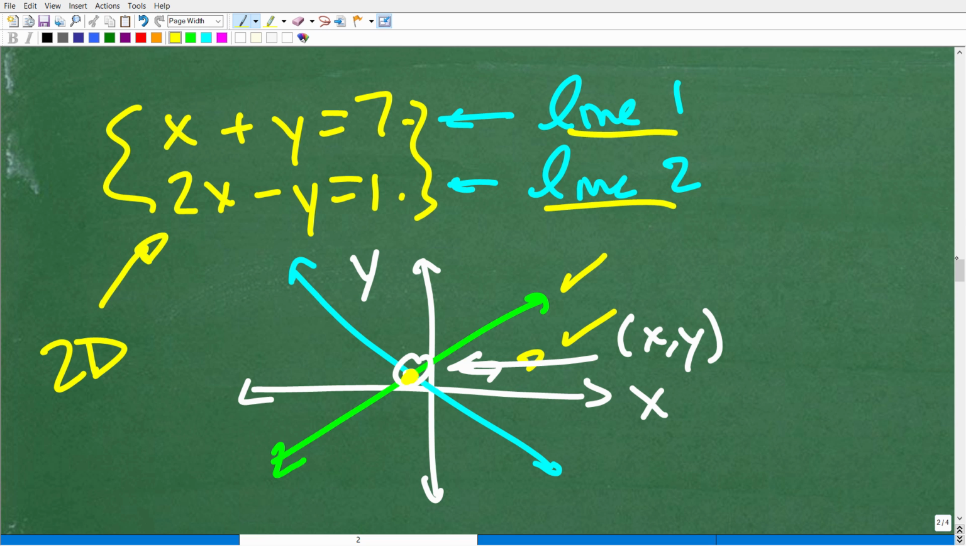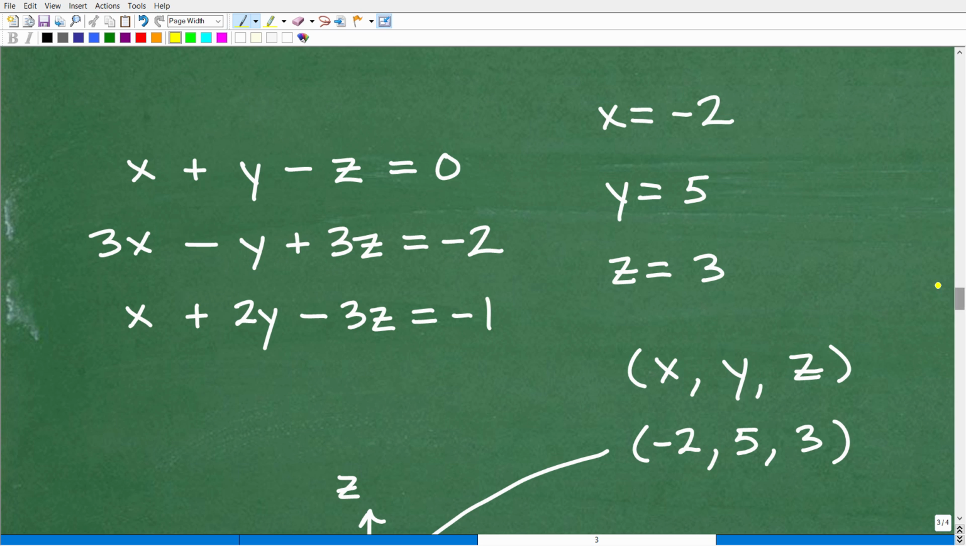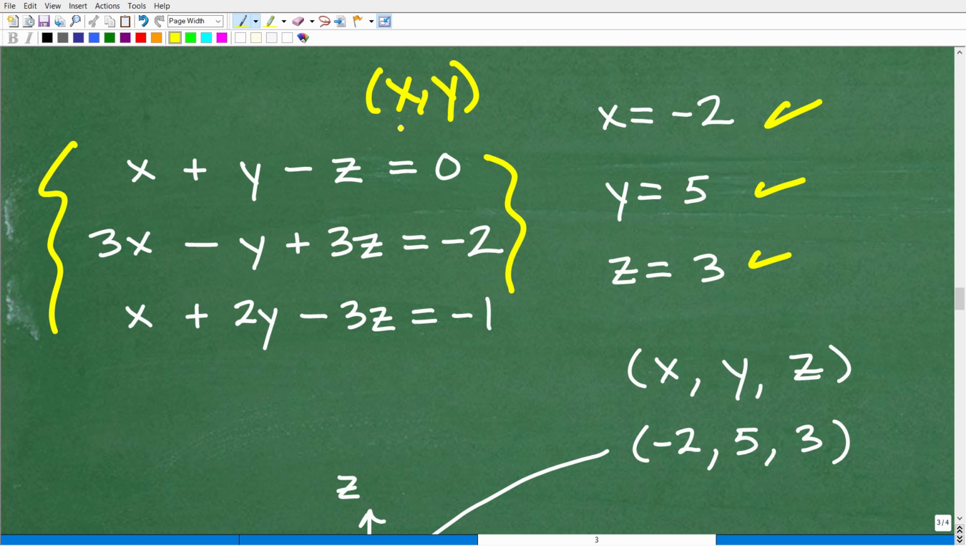But what does a three variable linear system represent? You should know this. This is important. So here is our system right here. This is what we solved, and here are our answers. So instead of an xy ordered pair, an xy coordinate that represents the solution to a two variable system, what we have here is an XYZ ordered triple. Okay, an XYZ ordered triple.